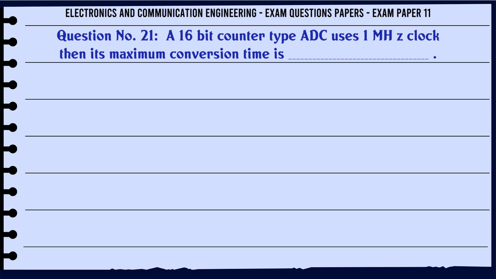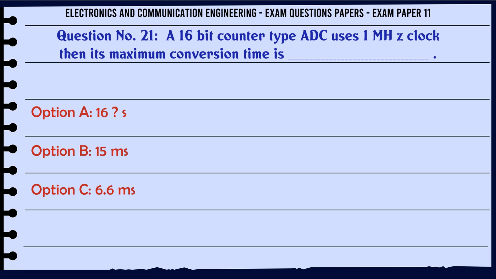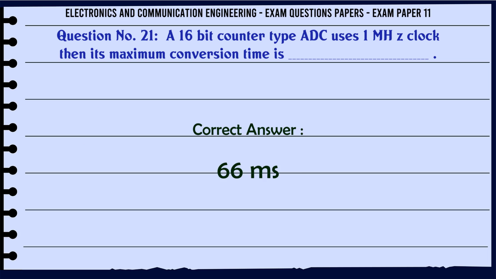A 16-bit counter type ADC uses a 1 MHz clock, then its maximum conversion time is A 16 s, B 15 ms, C 6.6 ms, D 66 ms. The correct answer is 66 ms.